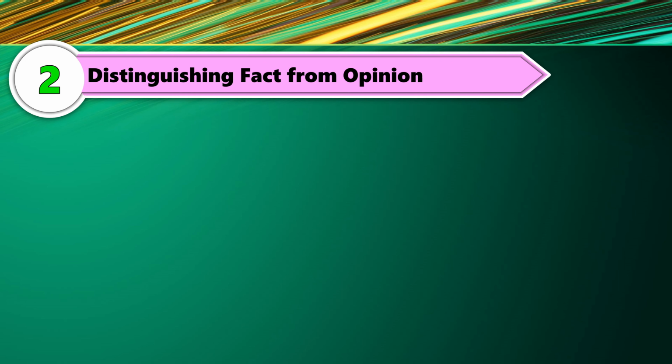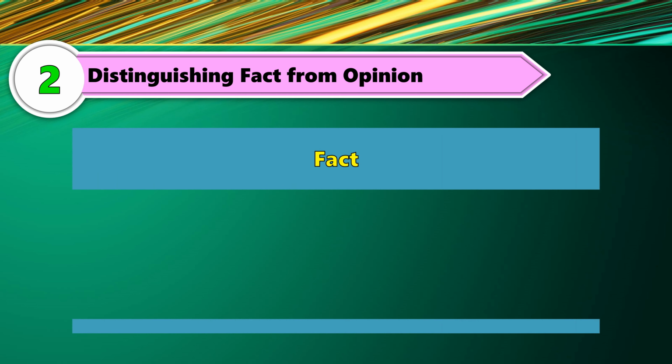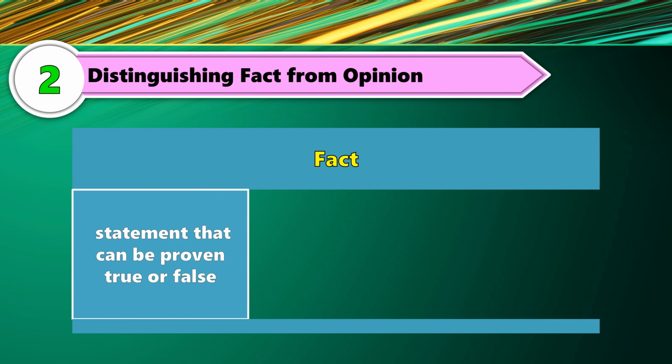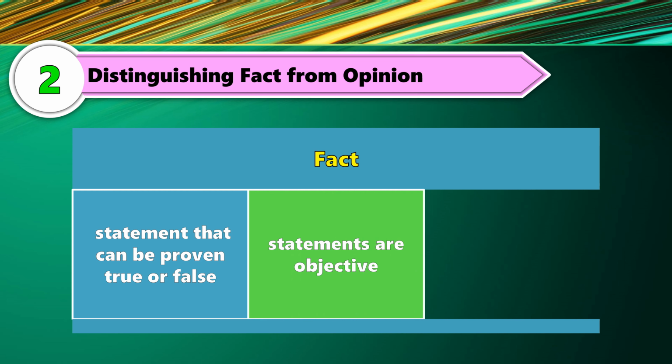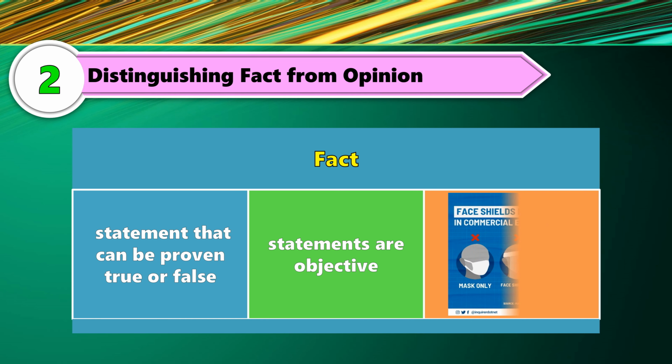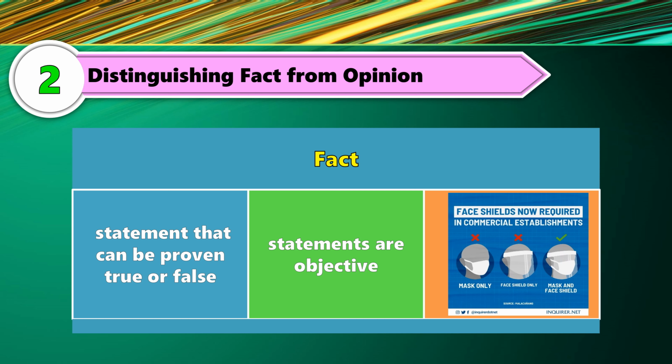The second skill is distinguishing fact from opinion. First, let's go to fact. A fact is a statement that can be proven true or false. Also, facts are objective in nature. Take for example the wearing of face shields. It is a given fact that face shields are now required in commercial establishments. It is not enough to wear just a face mask or a face shield; you need to wear both in order to enter these establishments.